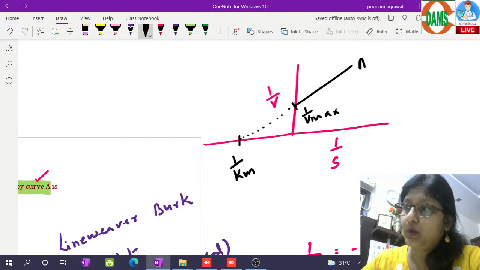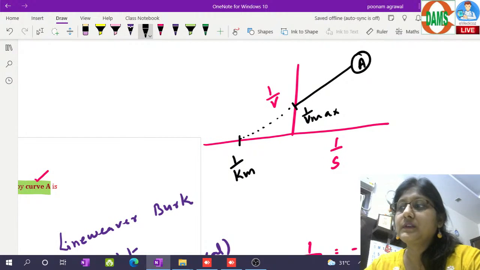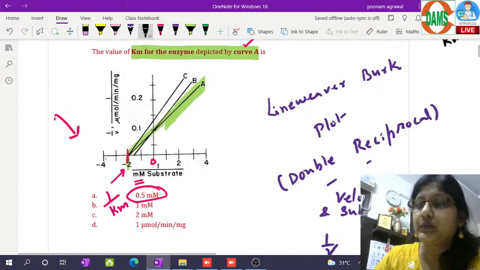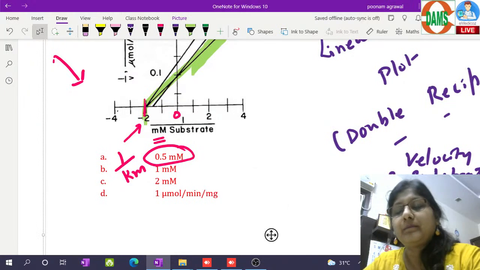So if it is plot A and it is asking what is the value of Km for the substrate shown in plot A, then you understand that 1/Km is minus 2, it's given in the question. The minus symbol we are omitting because minus is just denoting that it is towards the left side of the x-axis from the point 0, so it has no numerical significance. So 1/Km in fact is 2.